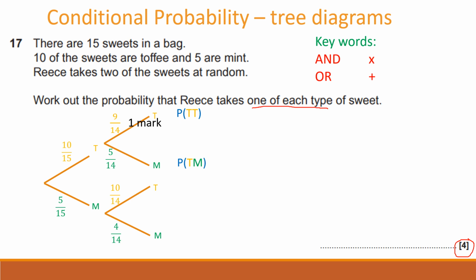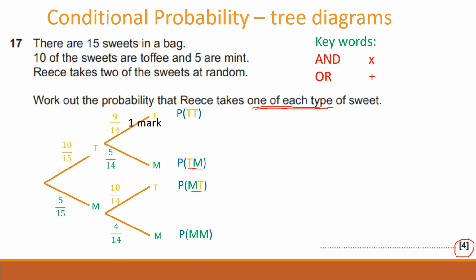I could work out the probability of getting a toffee and a mint. I could work out the probability of getting a mint then a toffee. Or I could work out the probability of getting a mint and a mint. Now I want to work out the probability of 1 of each type. So I want different ones. So I want a toffee and a mint, or I want a mint and a toffee.